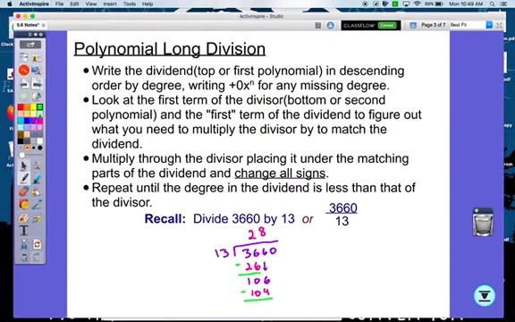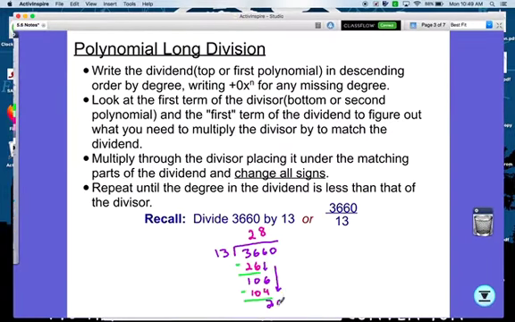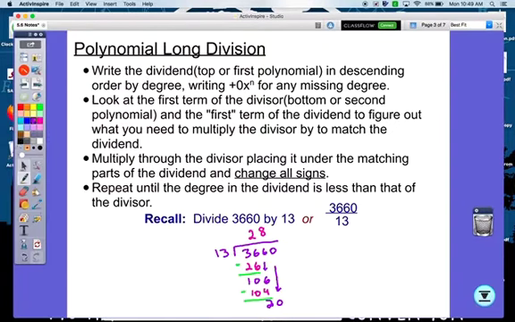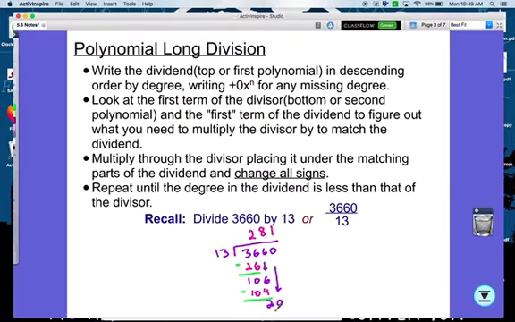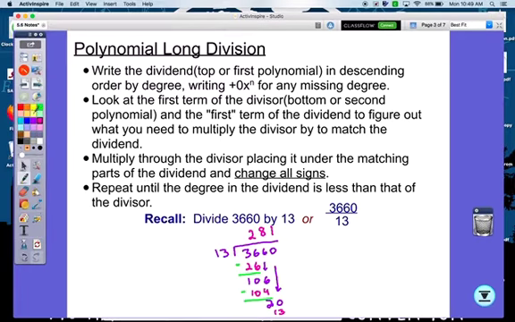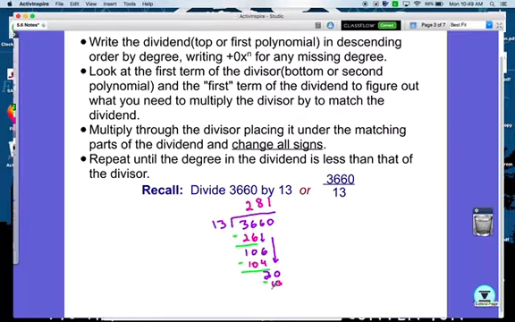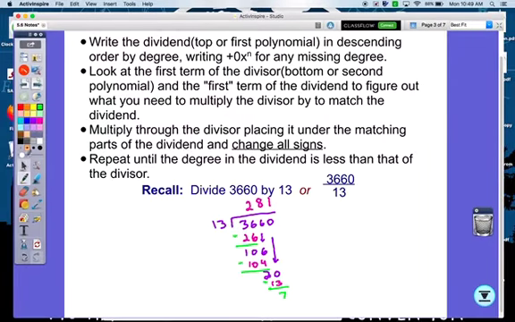106 minus 104 gives me 2. I'll bring down the 0. And then how many times will 13 go into 20? That gives me 1. 1 times 13 is 13. I subtract, running out of room here, which gives me 7. And that leaves me with a remainder of 7. So this answer is 13 will go into 3,660 281 times with a remainder of 7.